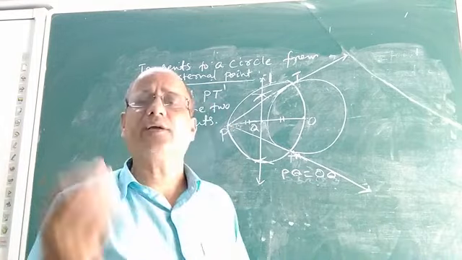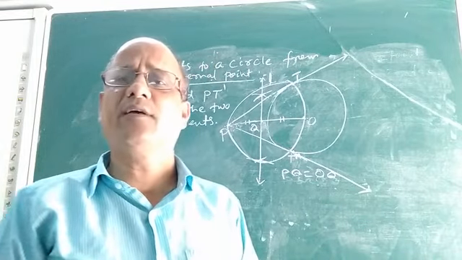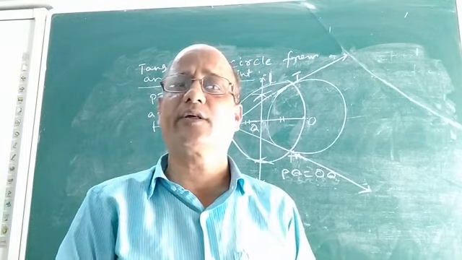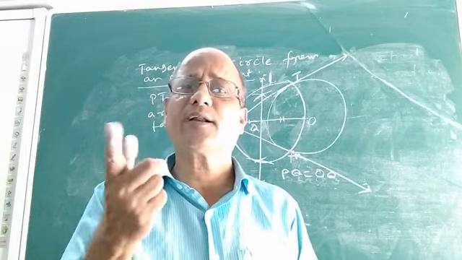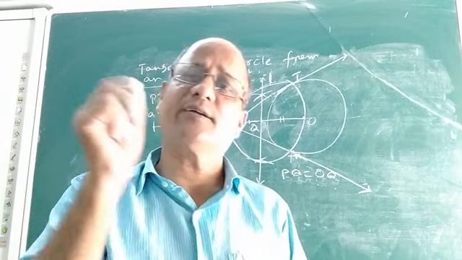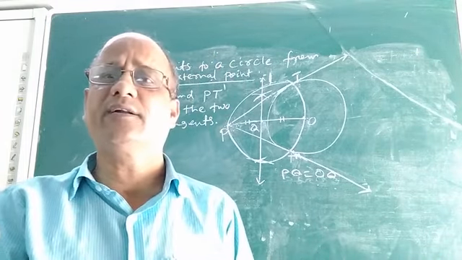Okay. So in another class we are going to discuss how to construct a pair of tangents to a circle if its center is not given. If the center of the circle is not given but the external point is given, how to construct a pair of tangents to the circle? We shall discuss it in the next class.